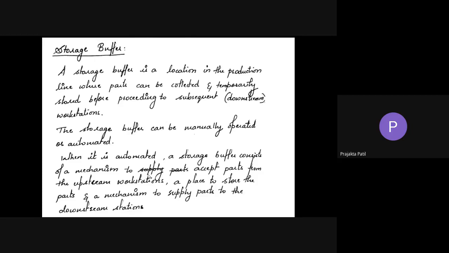If you consider 3 workstations, of course there are a number of workstations arranged in a line or maybe in a rotary way. So the workstations before workstation 2 will be the upstream workstations, and those which are after workstation 2 are going to be the downstream workstations.